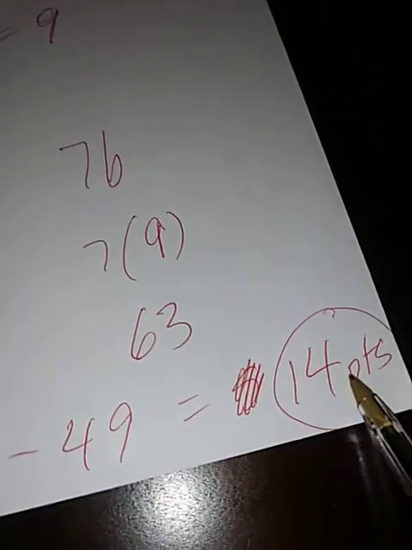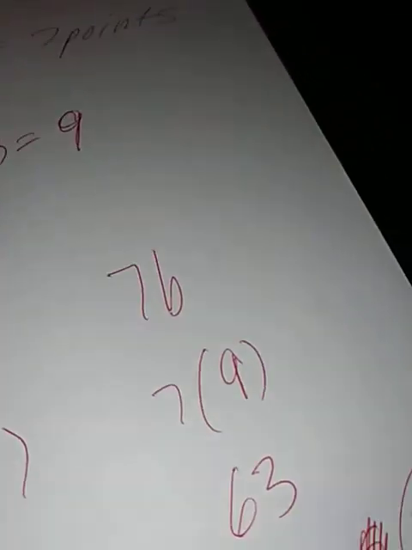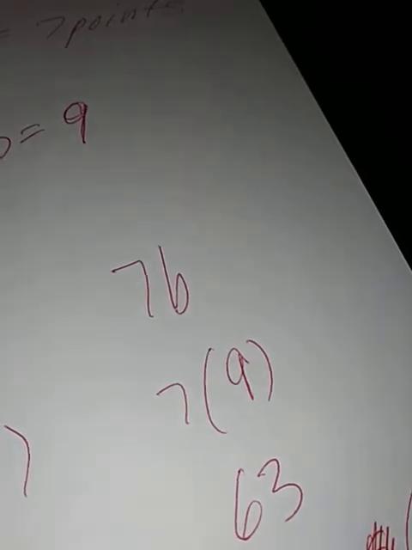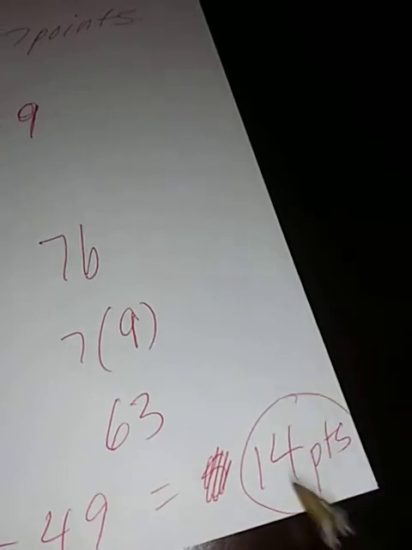So the difference is Cole and Freddie scored 14 more points. So they won the game by 2 touchdowns, but they scored 14 points, 2 touchdowns. Okay, that was number 5. Okay. Number 6.